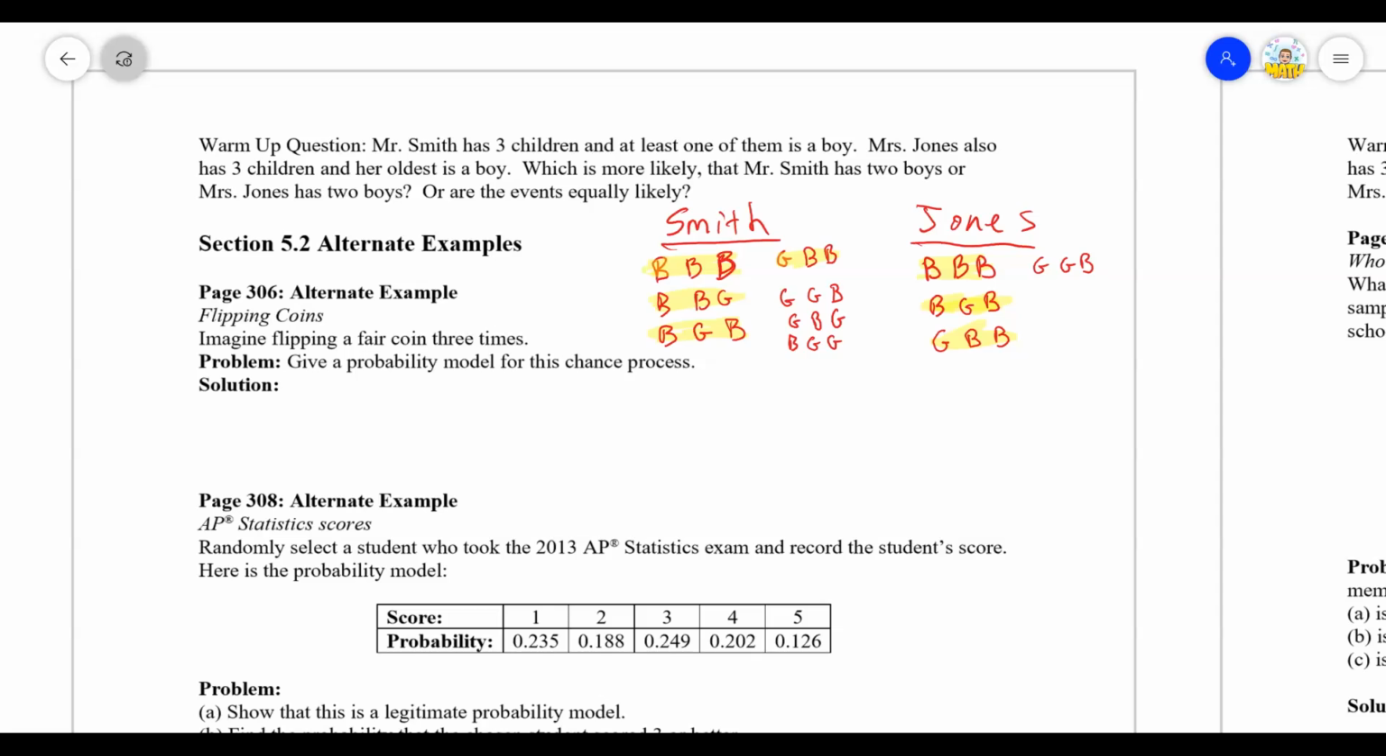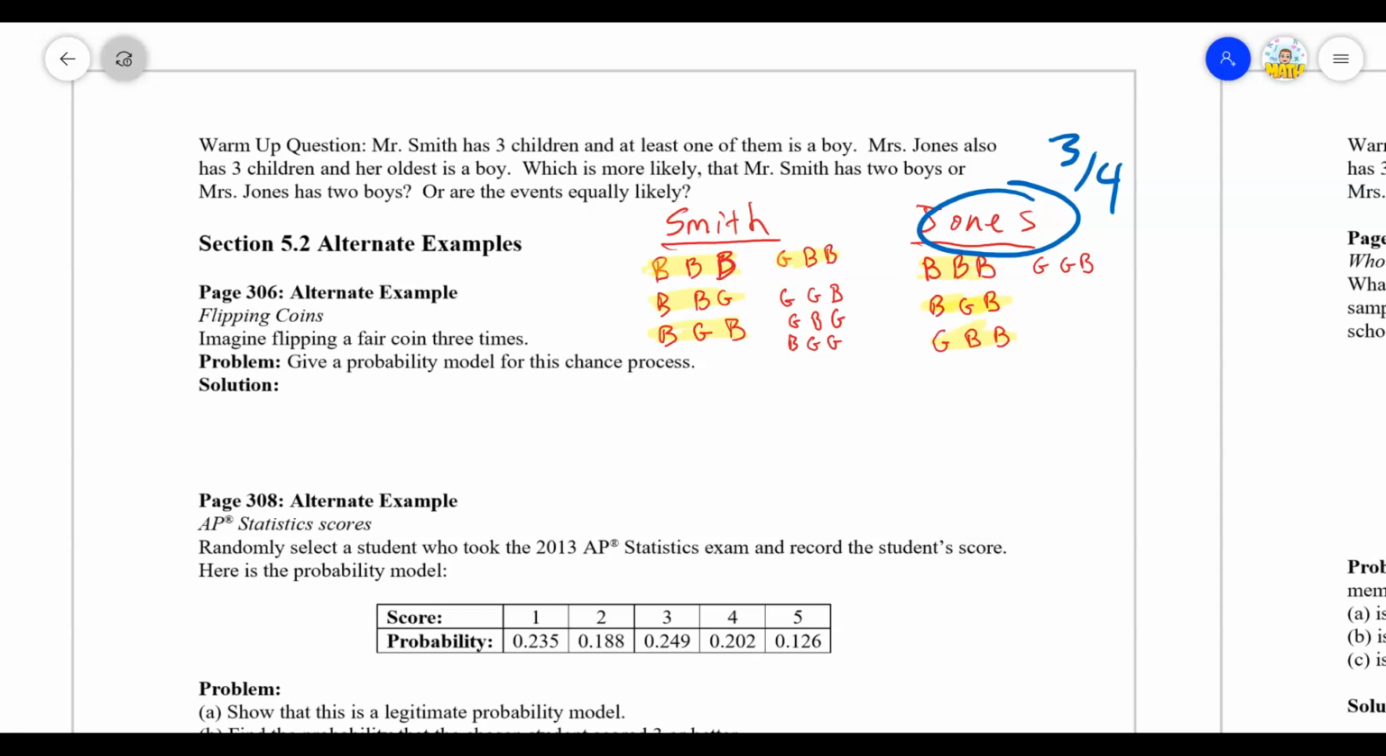So now what would we say? Which do we think is more likely, or are they equally likely? So hopefully we took a look at it. Whether we would need a calculator or not is a different story. But hopefully we said that Mrs. Jones has a better chance of having 2 boys, right?